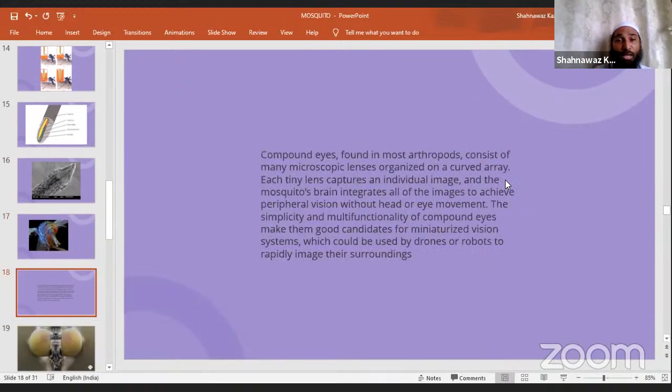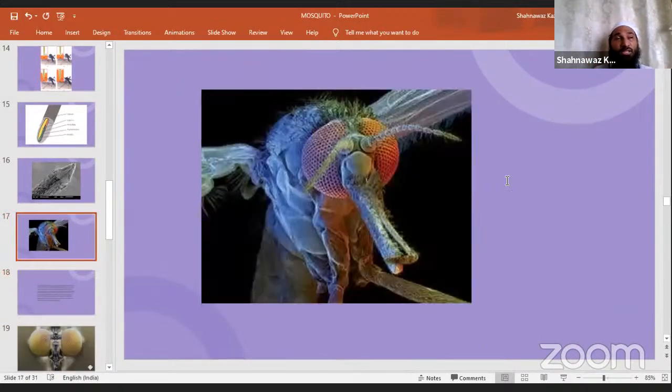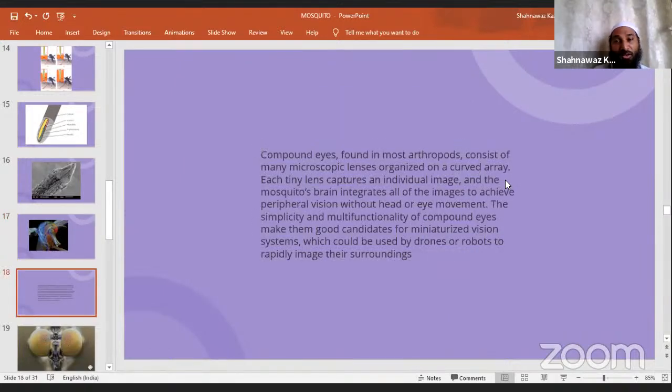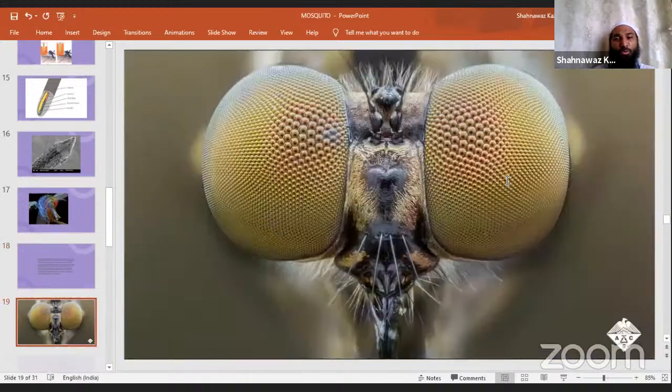So these are called compound eyes, and from this there have been drones designed with this kind of a mechanism for imaging a wider area with a single image. So we are learning from the mosquito. Allah Ta'ala says, Inna Allah la yastahyi an yadriba mathalan ma ba'udatan fama fawqaha. We'll come to that, what fawqaha is.